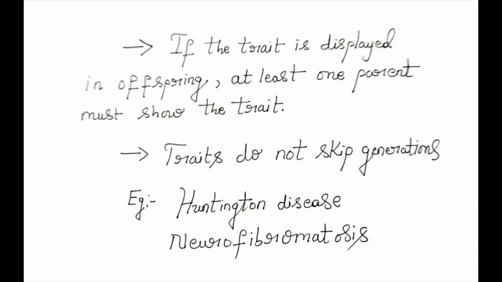And in autosomal dominant, the concept is, if the trait is displayed in offspring, at least one parent must show the trait. That is, the parent must be affected. And one more clue is, traits do not skip generations. Example, Huntington disease, neurofibromatosis, etc.